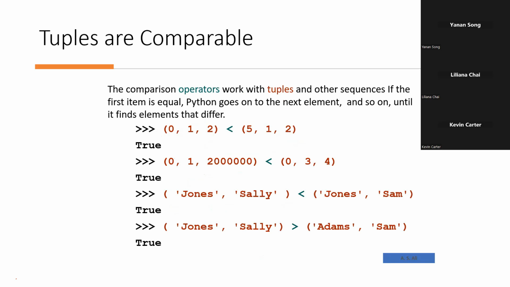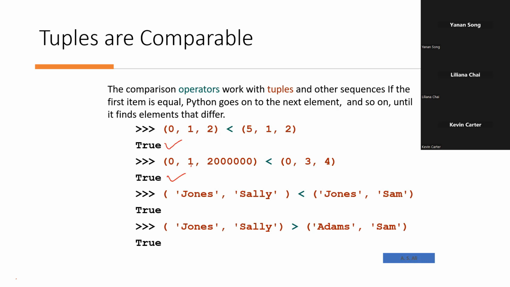Okay. So what happens is it will look at the first one and it will see, all right, is 0 less than 5? Yes, it's true. So it will return true. For this second case, it will look at it. Is 0 less than 0? No. Okay. Then let me move to the next one. Is 1 less than 3? True. Yes. So there is a true statement in this comparison.